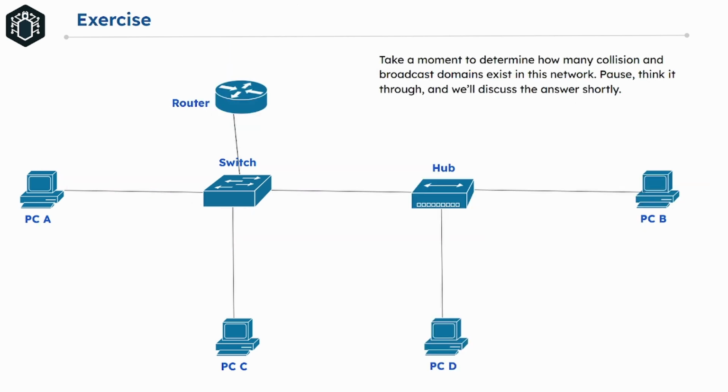Moving forward, as we understand the concepts of collision domain and broadcast domain, let's do one small exercise here. Take a moment to determine how many collision and broadcast domains exist in this network. Pause, think it through, and let me know your answers in the comment section, and we will discuss the answer shortly.